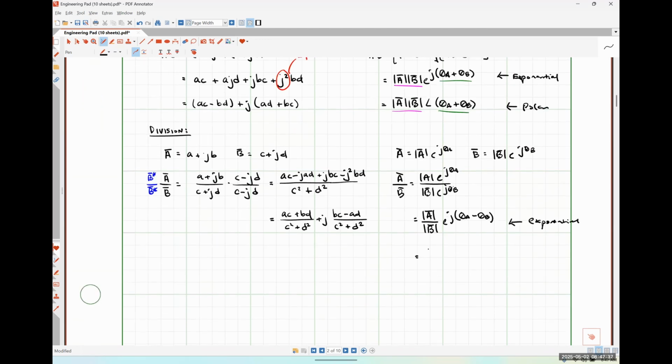And it's just going to be the magnitude of A over the magnitude of B with an angle of theta A minus theta B in polar form.